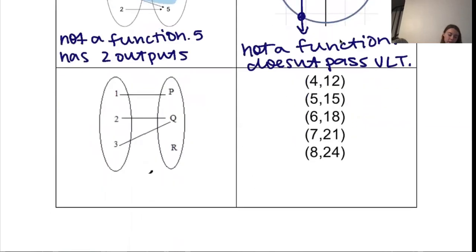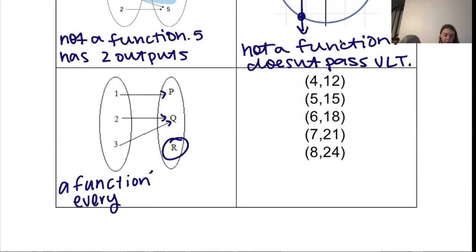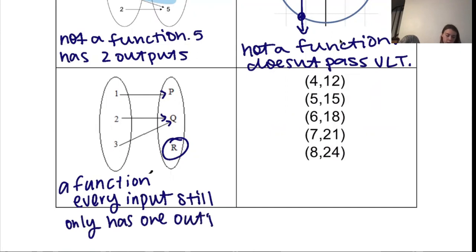This next one is a function, and you might be like, but what about R? And R is okay, right? Because the only condition for something to be a function is every input has one output. 1 only goes with P, 2 only goes with Q, and 3 only goes with Q. So it's okay that R is a loner. Every input still only has one output. So that is A-okay. And this last one is pretty easy. None of the inputs even repeat. So this is a function.